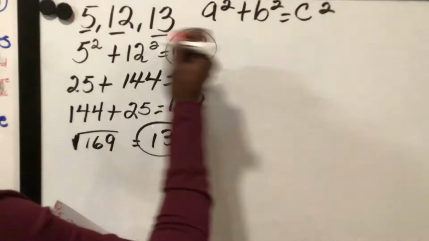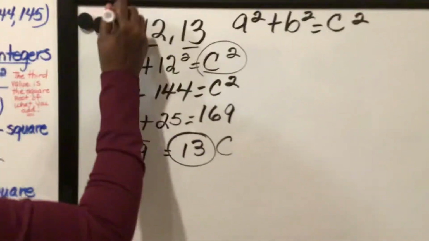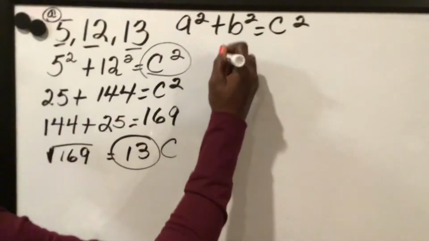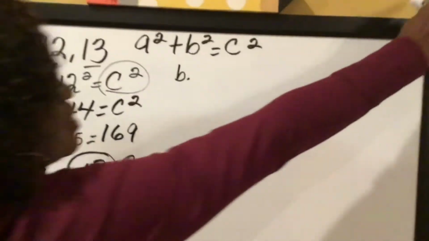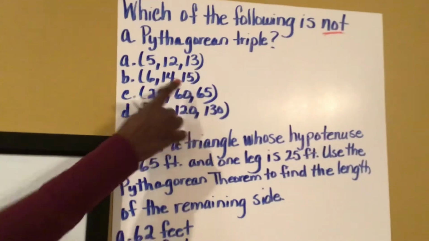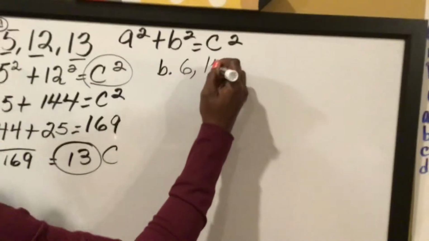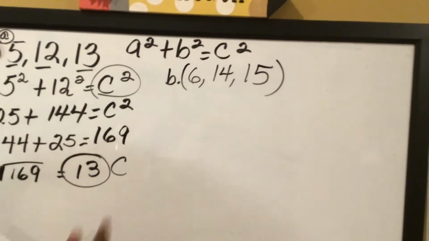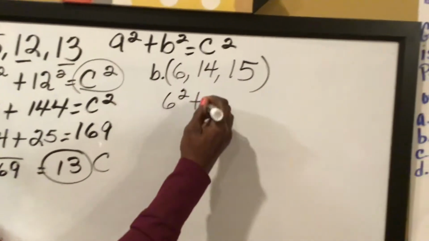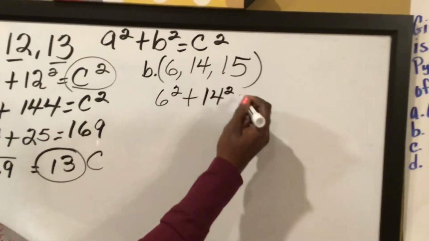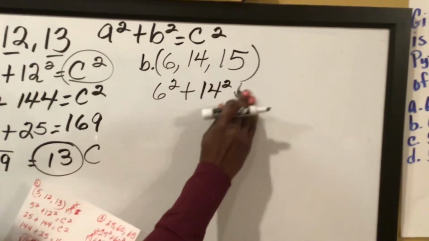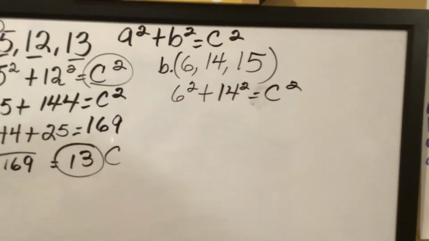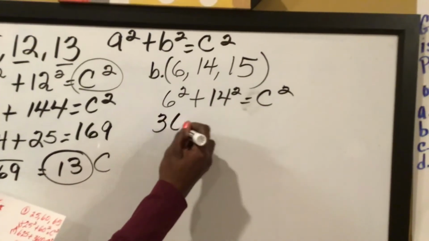So let's move on to number 2. Well, A. That's A. So we know A is correct. So let's move to B. B is 6, 14, 15. So let's see if this one is correct. So we're going to do 6 squared plus 14 squared equals c squared. So 6 squared is 36.